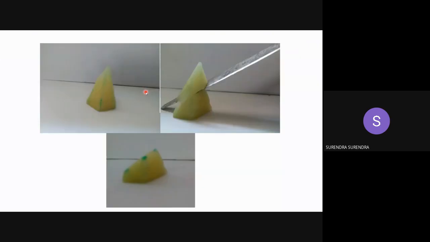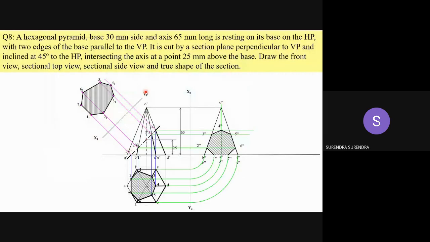Now let us draw the next one. Problem number 10. Sir, 9. Yes. Sir, why did you shift the sectional position in the previous problem? Just to show as an example, there is no reason.